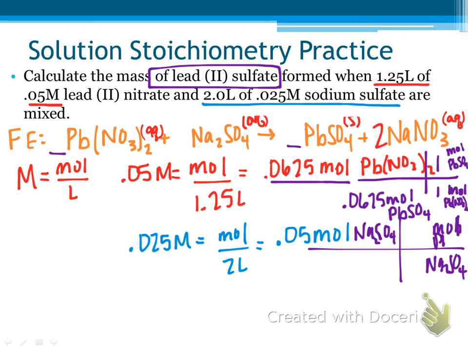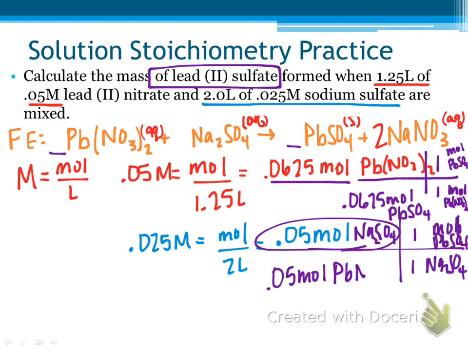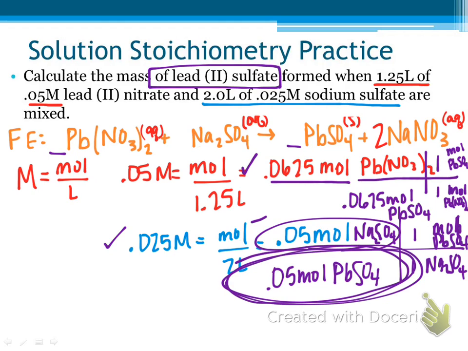Moles of PbSO4. I get these numbers, again, directly from my balanced reaction, and they are 1-to-1 again. So that means if I have 0.05 moles of sodium sulfate, I can make 0.05 moles of lead sulfate. So which of those is my limiting reactant? Is lead nitrate or sodium sulfate my limiting reactant? Sodium sulfate. Okay, so that means I can only make a maximum of 0.05 moles of lead sulfate.